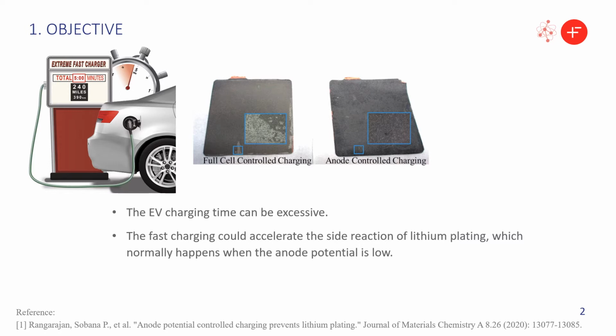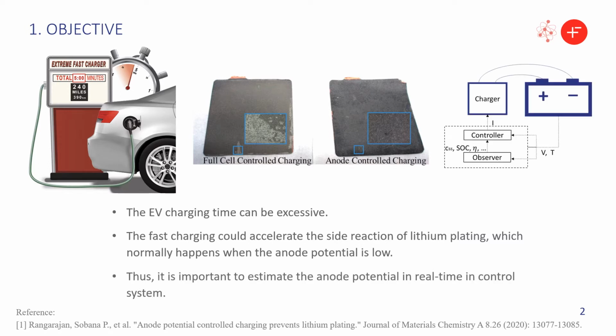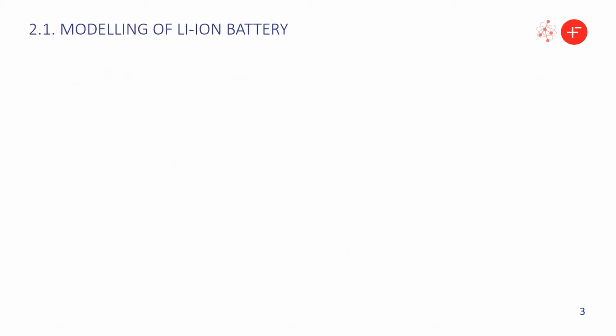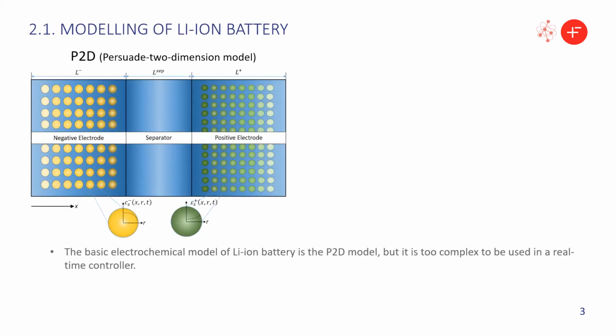However, the anode potential is difficult to measure directly in commercial cells. So in order to prevent lithium plating, it is important to estimate and monitor the anode potential in the control system in real time. The observer will be designed based on the electrochemical model of the lithium battery.